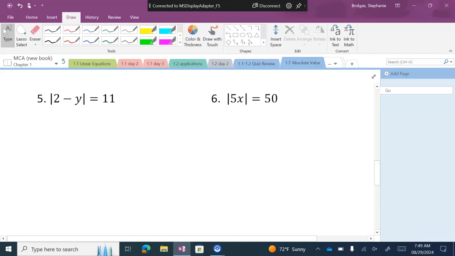Try both of those. They are exactly the same. My absolute value is by itself. We will get to something else in just a minute. So we're going to take the stuff inside the absolute value bars, set it equal to the number, and also the opposite of the number. And we're going to solve.